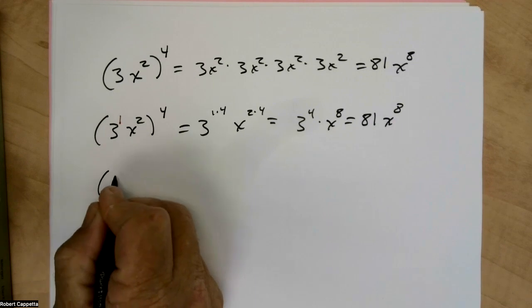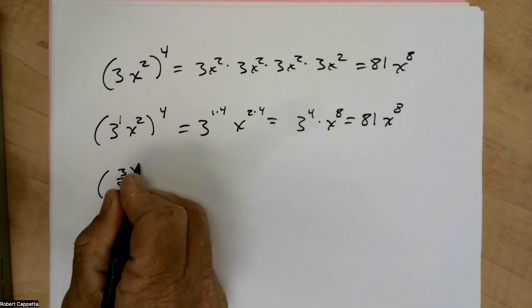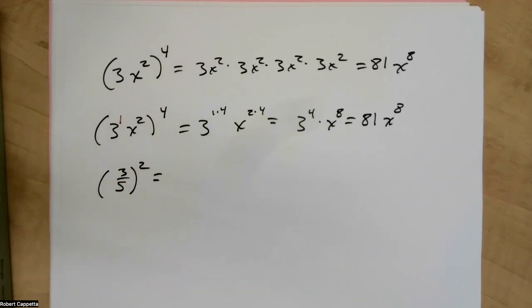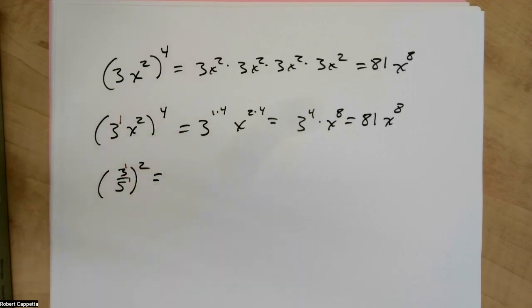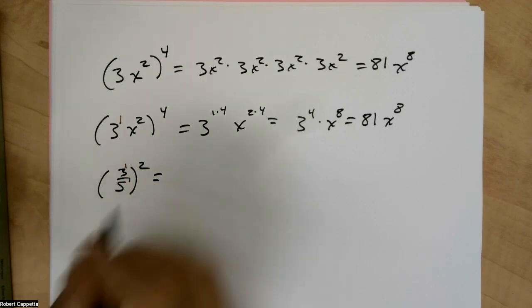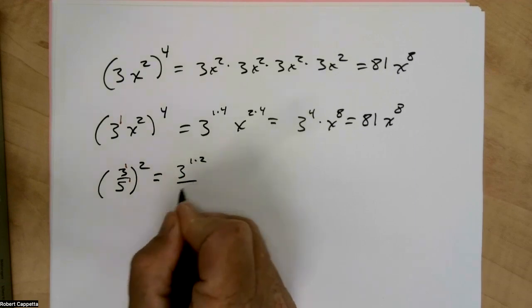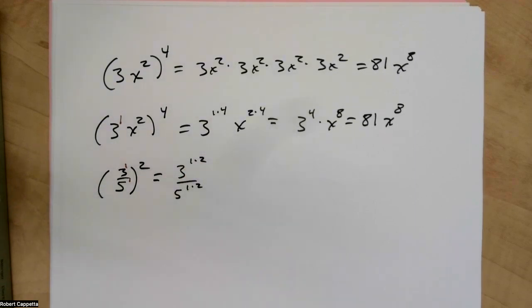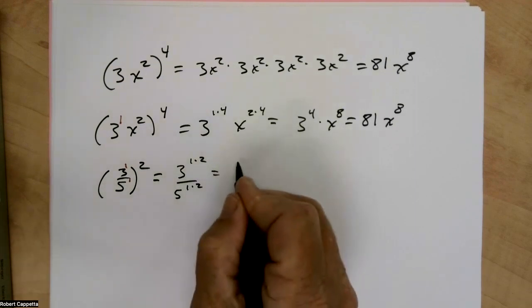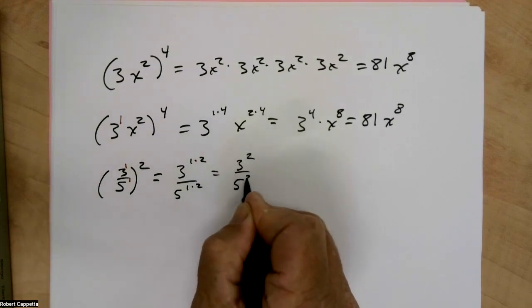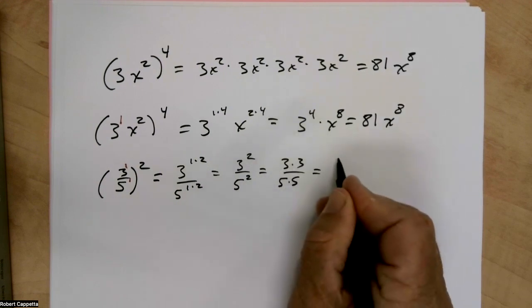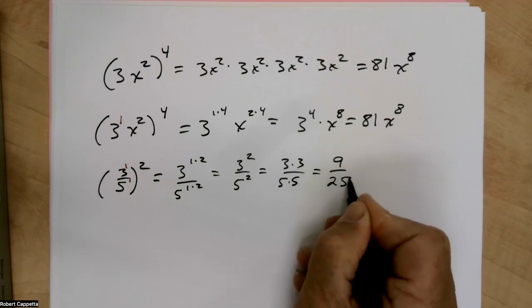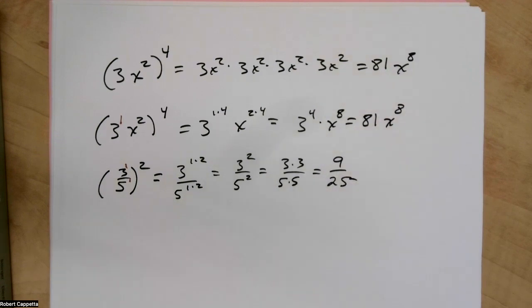What if I do a fraction? What if I do 3/5 to the 2nd power? What's happening here? Again, I believe in making the exponents 1. So 3 to the 1 times 2 over 5 to the 1 times 2. That gives me 3 to the 2nd over 5 to the 2nd. 3 to the 2nd means 3 times 3. 5 to the 2nd means 5 times 5, which of course is 9 over 25.